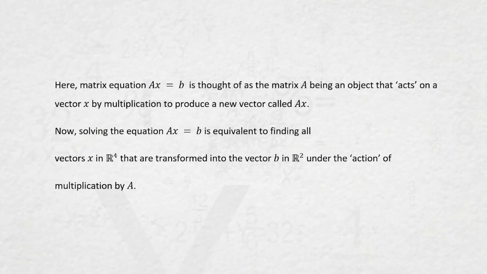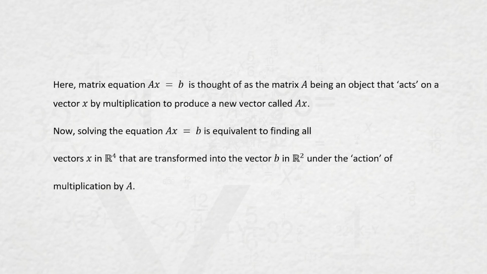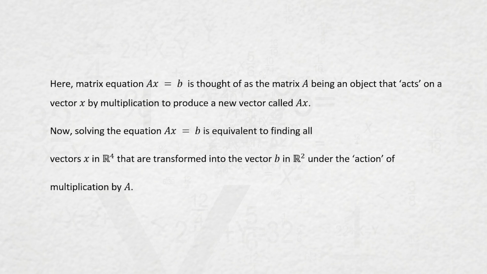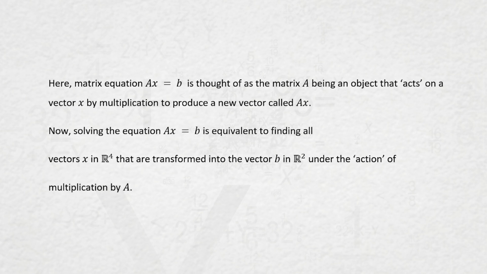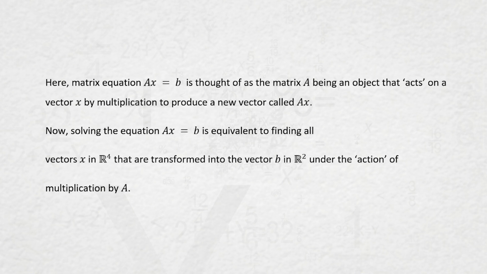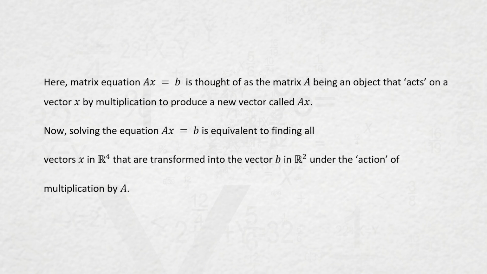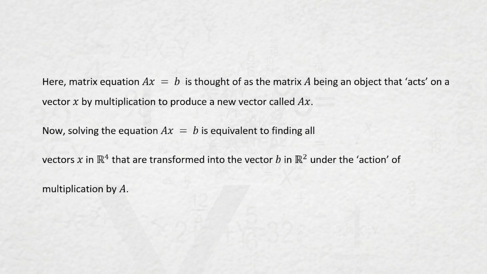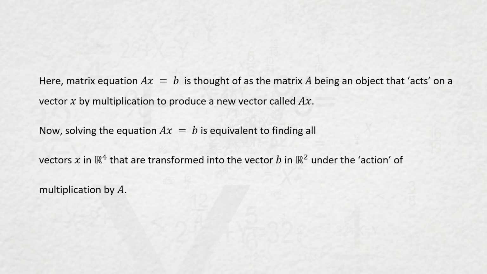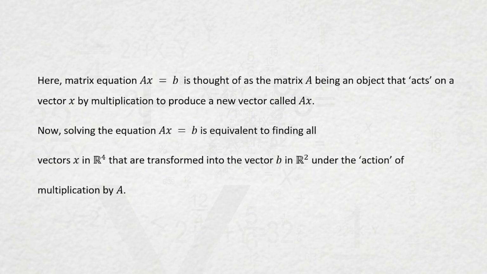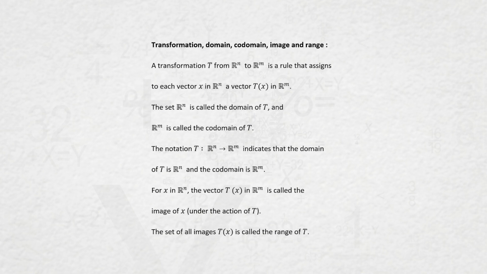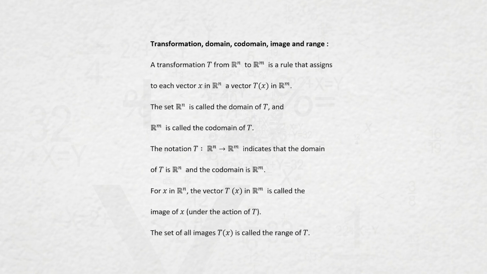Here, the matrix equation Ax = b is thought of as the matrix A being an object that acts on a vector x by multiplication to produce a new vector called Ax. Now, solving the equation Ax = b is equivalent to finding all vectors x in R^4, or maybe in R^n, that are transformed into the vector b in R^2 under the action of multiplication by A. Now, we are going to see about the transformation, domain, codomain, image and range.